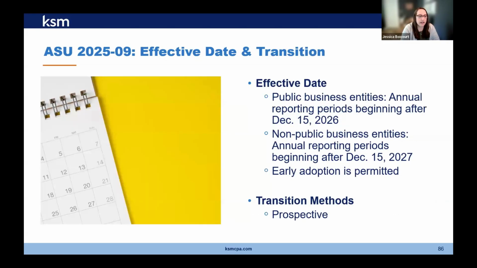Again, we have a couple years on this one. Most of our clients are going to fall under that non-public business entities: annual reporting periods beginning after December 15th, 2027 is when this would be effective. So 2028 calendar year ends, we have a couple years, but you can early adopt. So we like to get this information out there in case anyone with hedging transactions would like to early adopt. Again, it's a prospective transition method, which would be anything going forward.